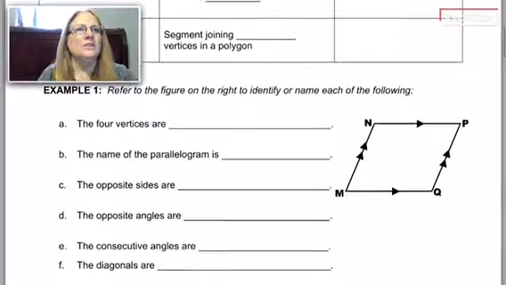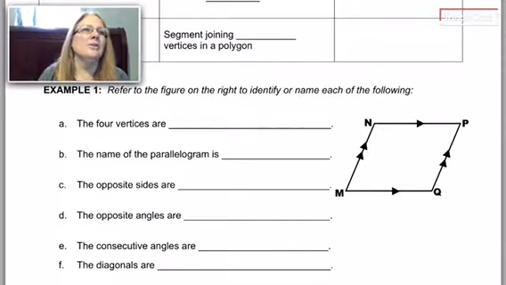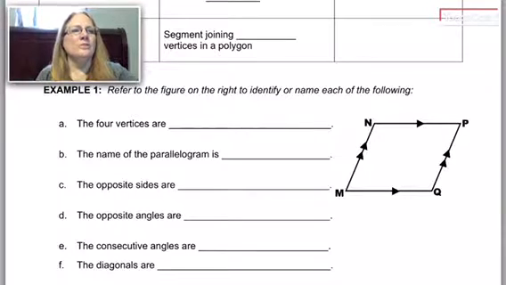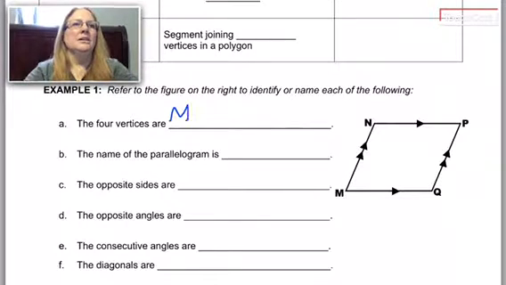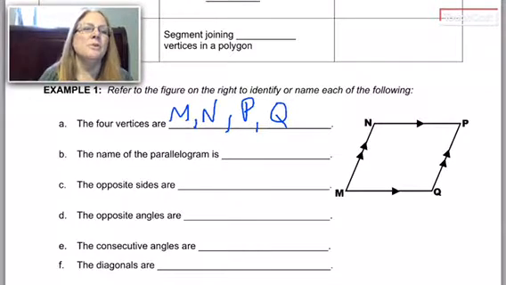The first thing that they want us to do is to identify or name some parts of this parallelogram. It's important that we understand what parts we're referring to and that we name them properly. So the four vertices, those are just the points in the corners there, okay? So we have M, N, P, and Q. Notice that I put commas between them. Okay, when we're talking about vertices or points, we name them with capital letters and they're individual. So put commas between them. And the order that you put them in doesn't matter.